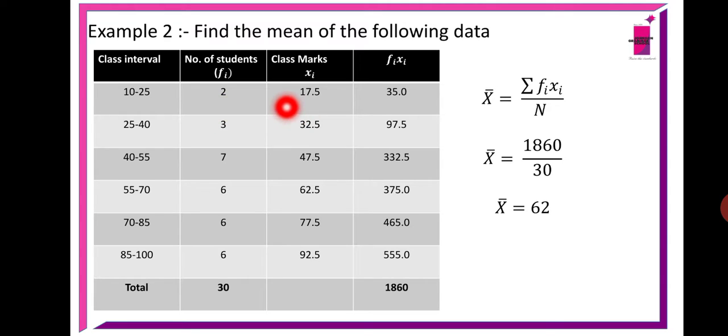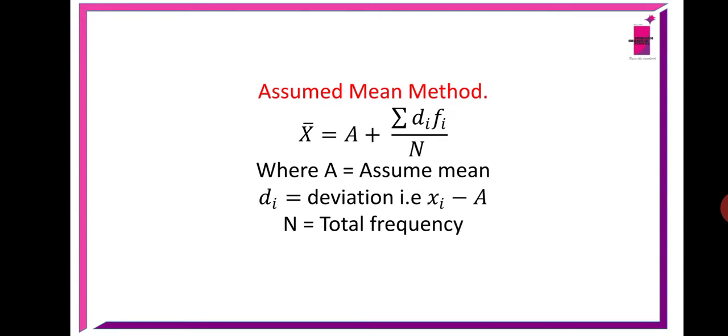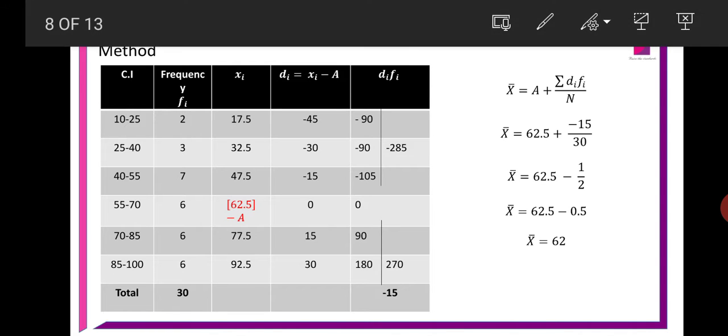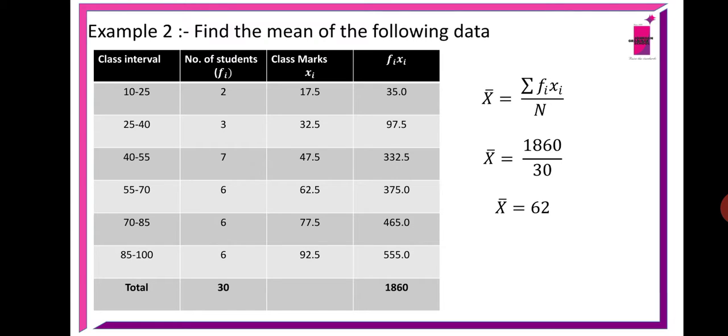So we are going to multiply fi xi. We will get the sum of fi xi, that is sigma fi xi, as 1860, and the total number of frequency is 30. After dividing 1860 by 30, we will get the mean as 62. This is the direct method. Nothing more to do.